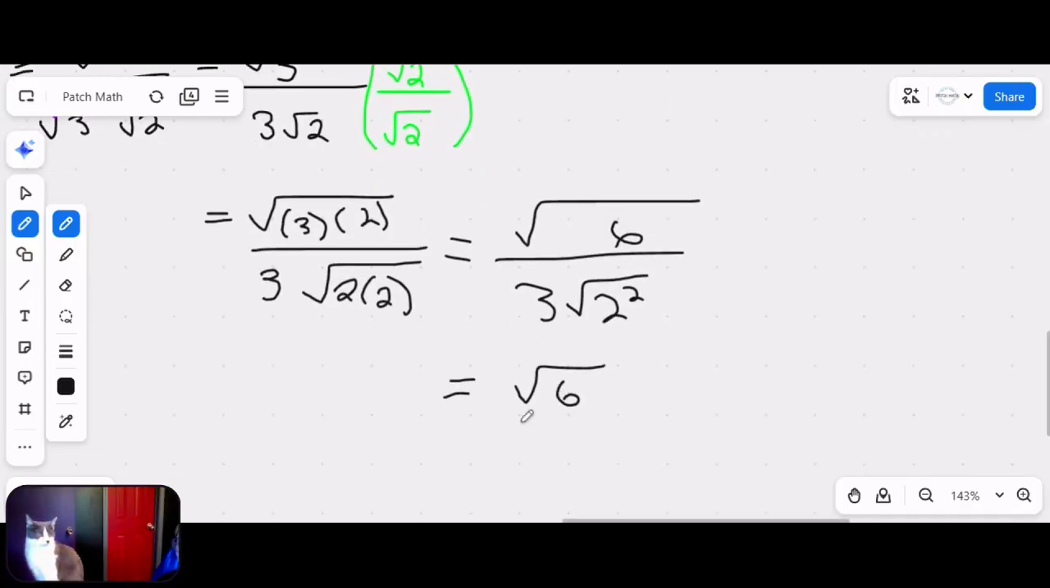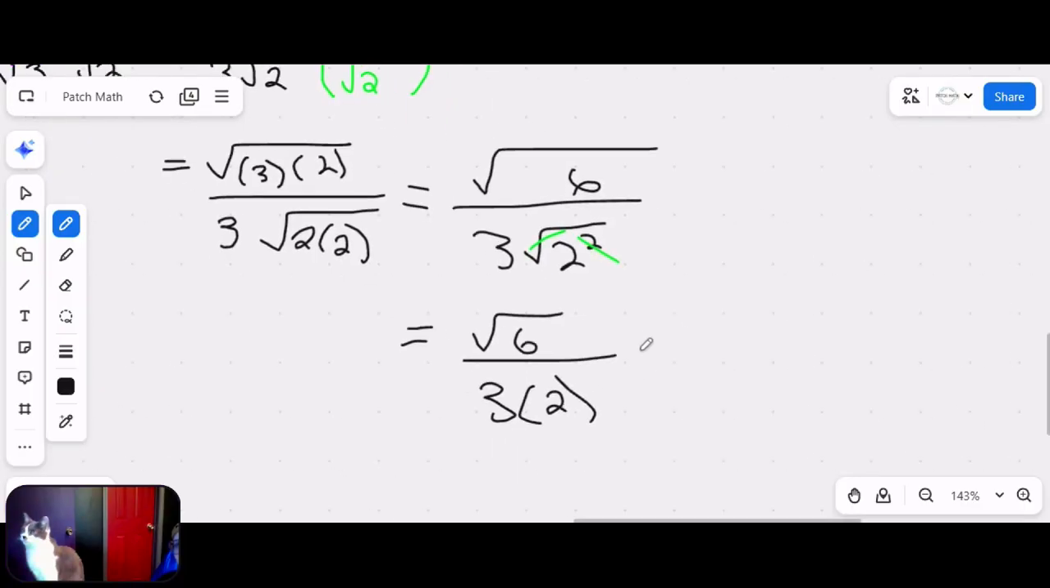Our numerator is the square root of 6. And we know, before we combine that, I did skip over that part, that because 3 and 2 are both prime factors, there are no perfect squares in there that we can pull out. Now our denominator, this right here, is what canceled out. Square root of 2 squared, and square roots cancel out squares, so we are left with 3 times 2. Simplifying that denominator, 3 times 2 is 6. So the numerator stays, the square root of 6, the denominator becomes 6.